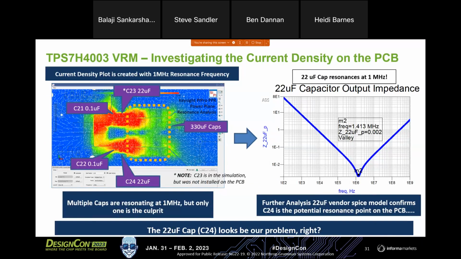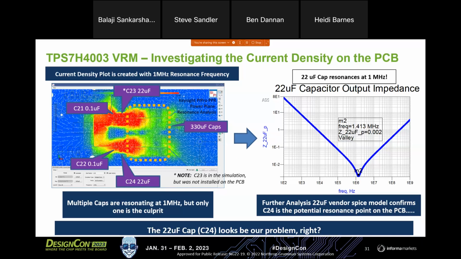And looking at this, you can see here there's a little bit of uneven current around those output caps, but I don't think that's really the problem. We definitely can rule out those 330 microfarad caps because those are really too big to cause a resonance of this frequency. And if we go to the other side here, those 0.1 microfarads, those are really too small to be resonating right around 1 megahertz. However, we do have two 22 microfarad caps.